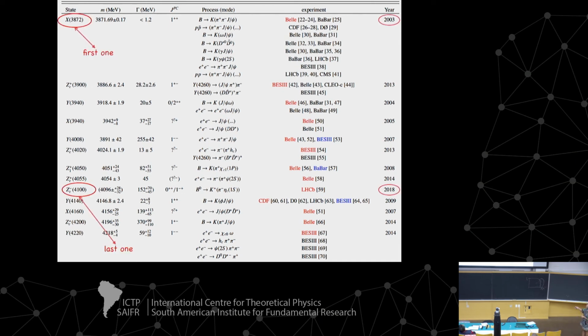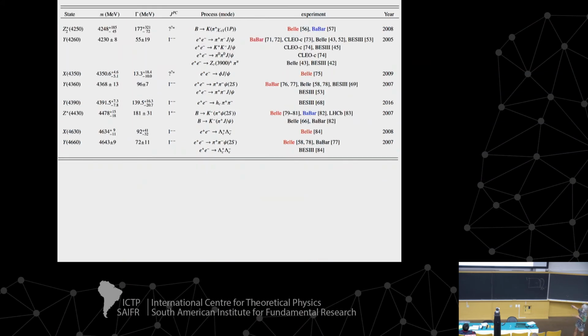The X was the first one observed. It was in 2003, and this charged state is the last one that was observed, at the end of last year. So you see, we have 15 years of observation for these states. The list goes on, and here again, this is the first observation, a non-confirmation. And this state was the first charged one observed, by the Belle collaboration in 2007.